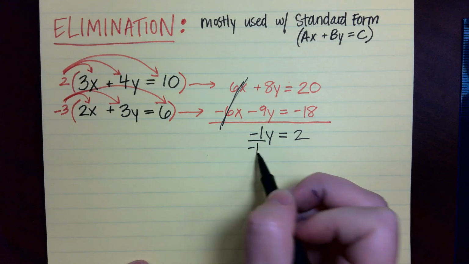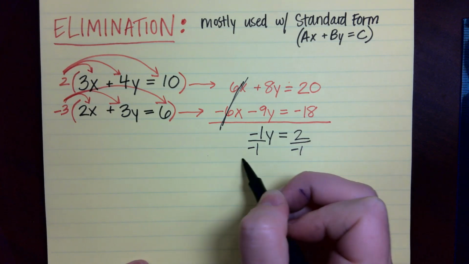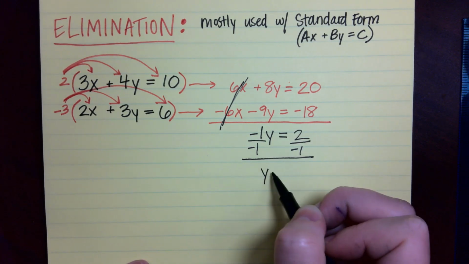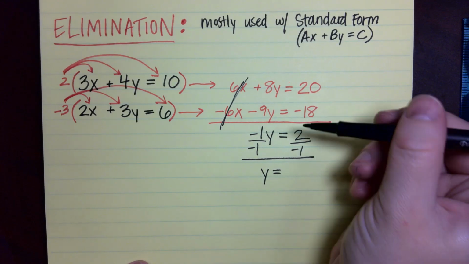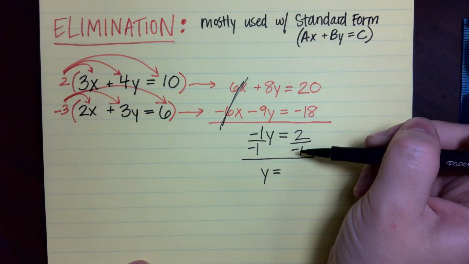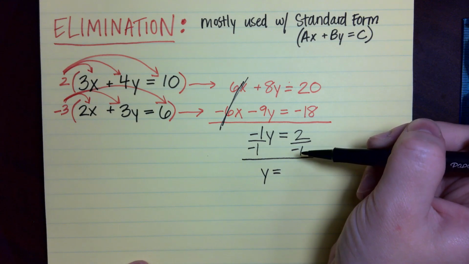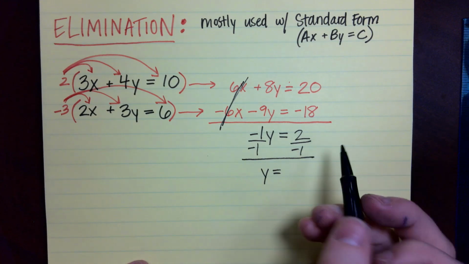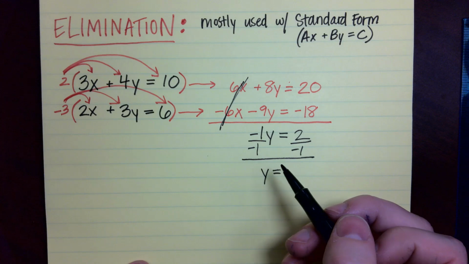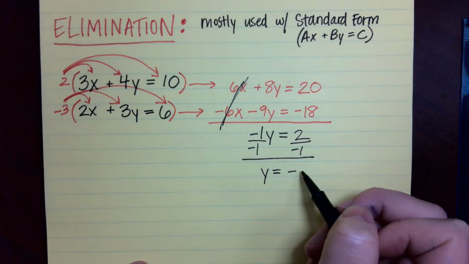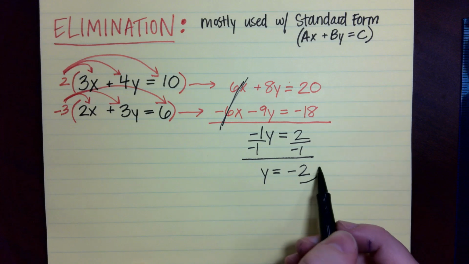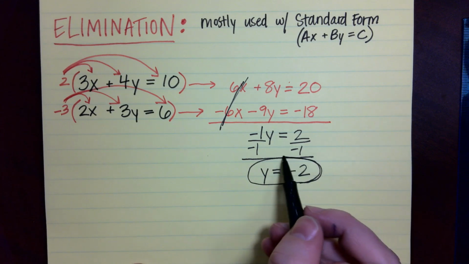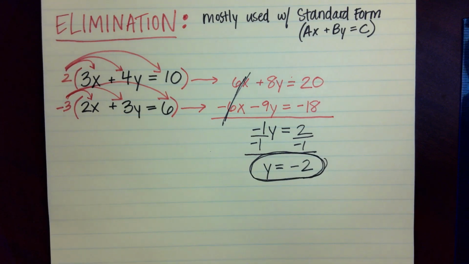Divide by negative 1. So y equals what? Negative 1. Oh, what's 2 divided by negative 1? 1. No, girl. Oh, negative 2. Y'all know this. I think your brains are just, I'm giving you too much today. Y is negative 2.